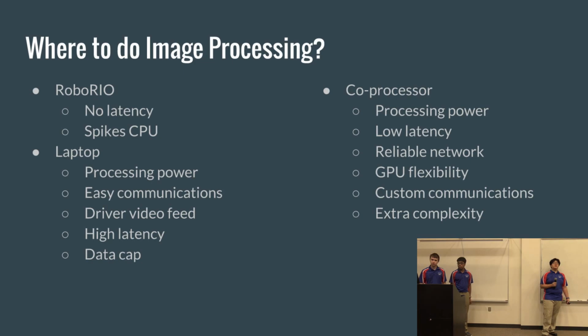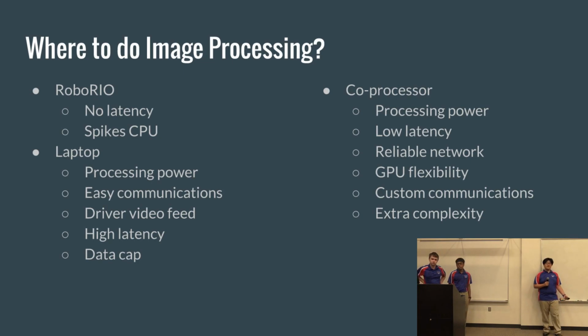Some downsides to this, though, are that there's relatively high latency between the image processing code and the RoboRio. We're sending it over the network, and that can take some time. Plus, FRC sets a data cap on the amount of data you can send. I think it's around 7 megabits, and once you get to 6 megabits, it actually slows down significantly. So we didn't want to do it on our driver station laptop because we were afraid, again, that latency issues would cause the whole image processing process to fail.